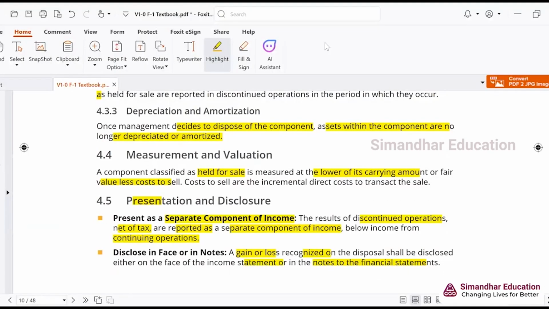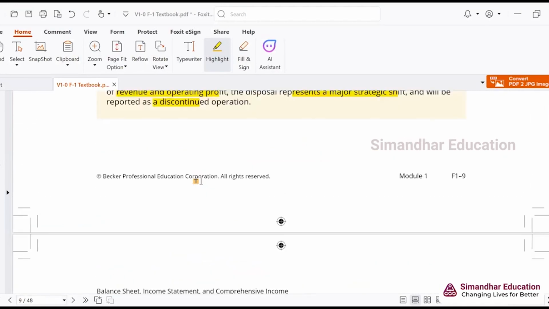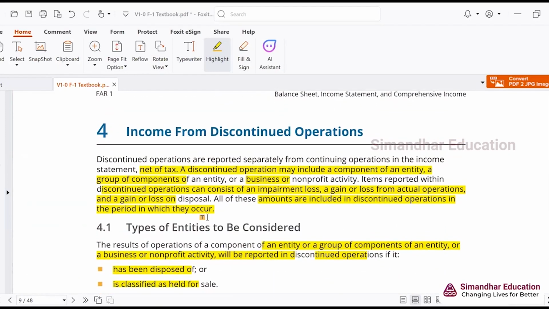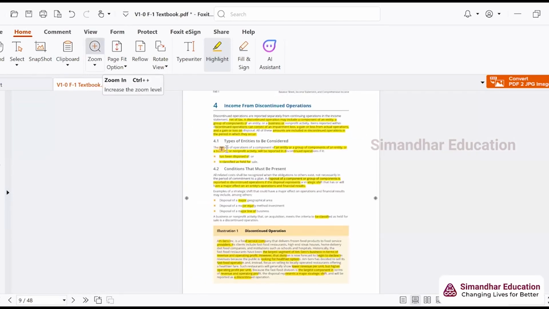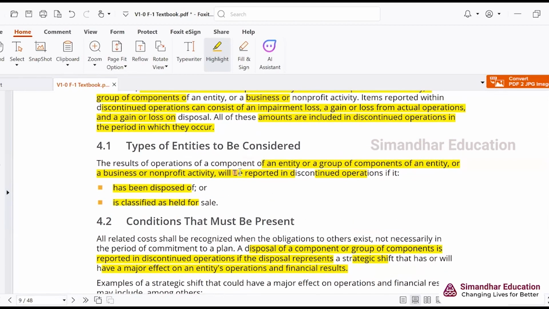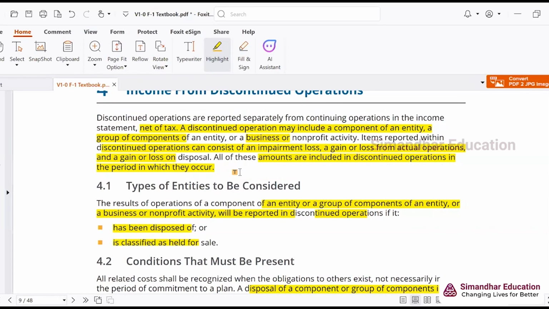So a quick recap. Let us do it once again so that it is revised properly. What is a discontinued operation? A discontinued operation is maybe a component, or a group of components, or a business division, or a branch, or a non-profit activity, which the entity has either disposed of or has classified as held for sale. Either disposed means sold, or they have decided that they will sell. So that is what a discontinued operation is.